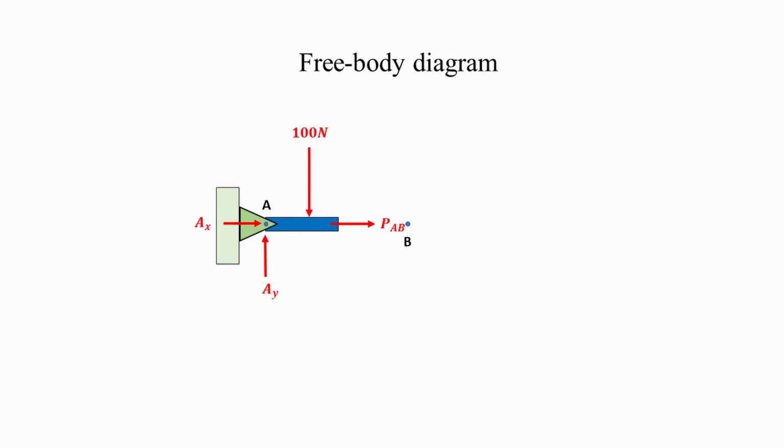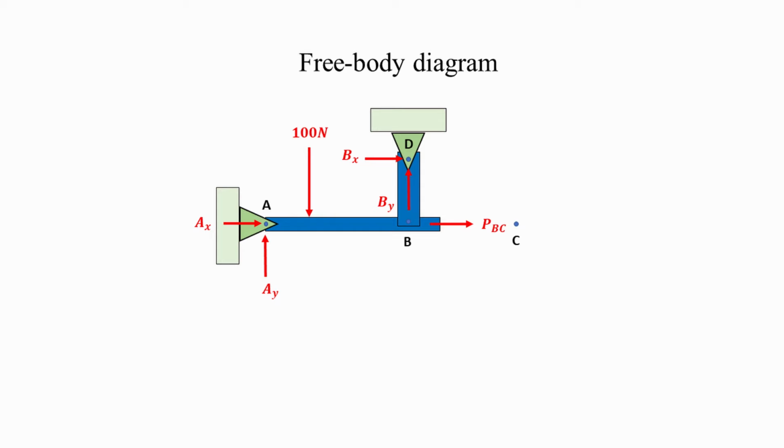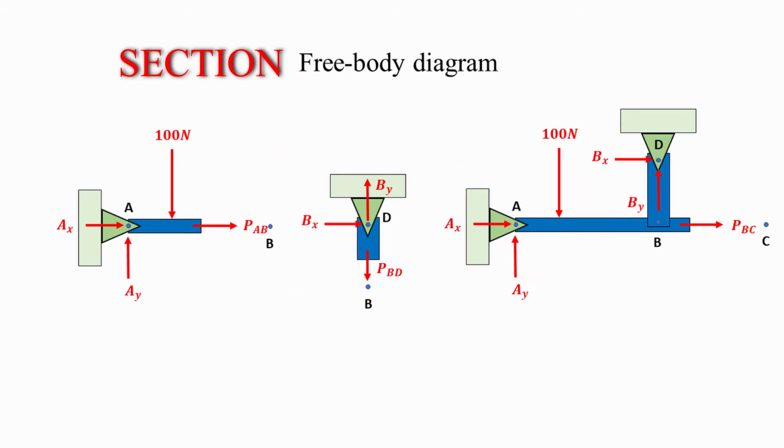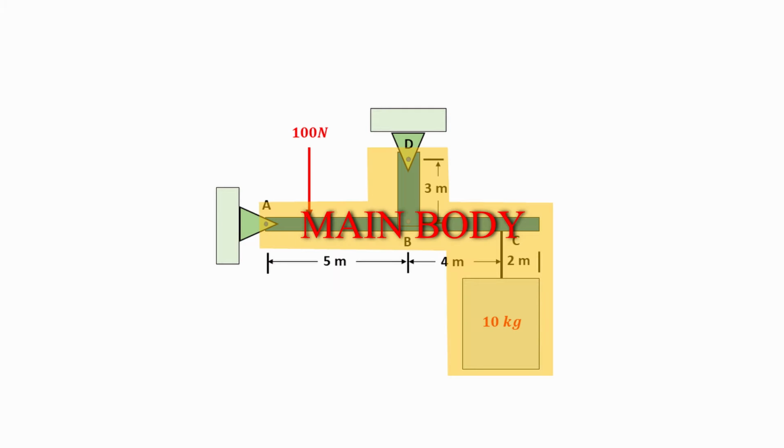The rest of the free body diagrams are constructed from some partial components of the main body when they are necessary for solving the problems. I call them the section free body diagrams, and I'll talk about it later in the example. But now, let's just focus on the main free body diagram. We start with the main body first.